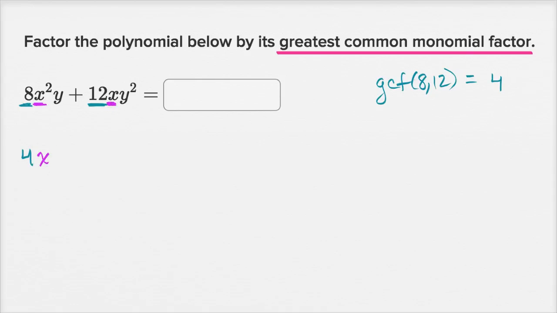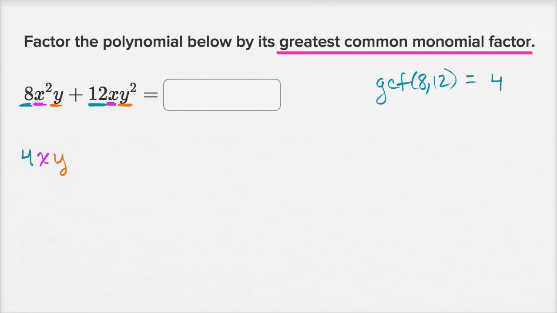Now we do the same thing for the y's. We have a y and a y squared. In the same terms, the largest power of y that's divisible into both of these is just y to the first power, or y. And so 4xy is the greatest common monomial factor. To see that, we can express each of these terms as a product of 4xy and something else.